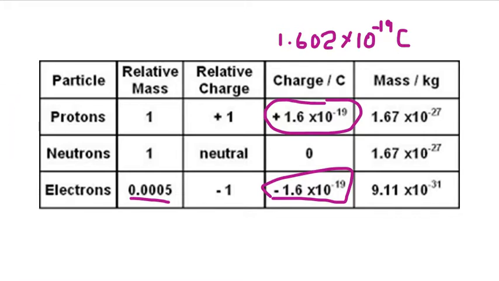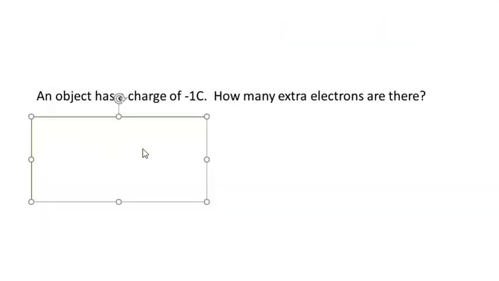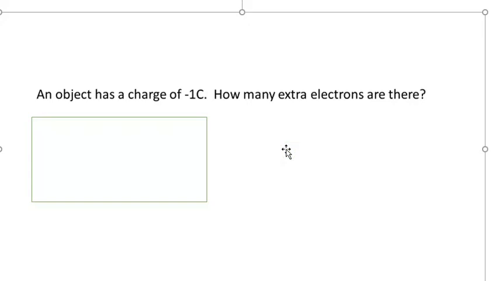So let me ask a question. Let's get this thing out of the way. There we go. An object has a charge of -1 coulombs. How many extra electrons are there?